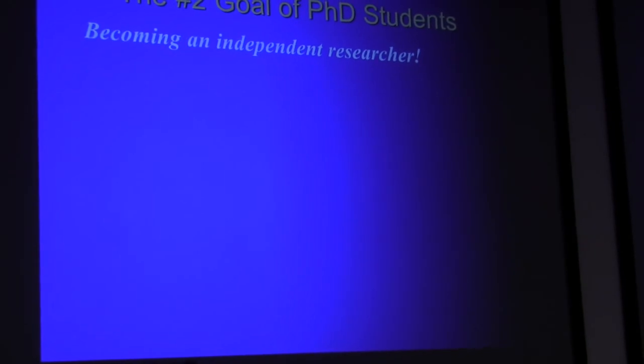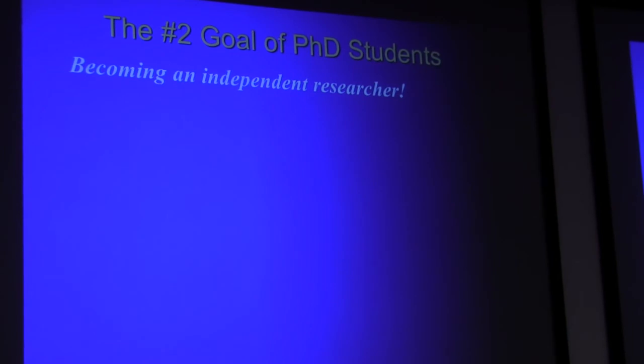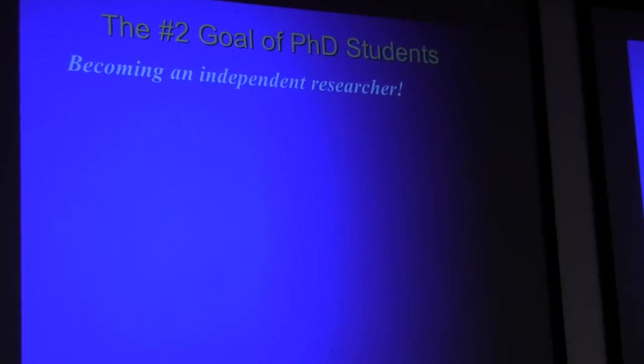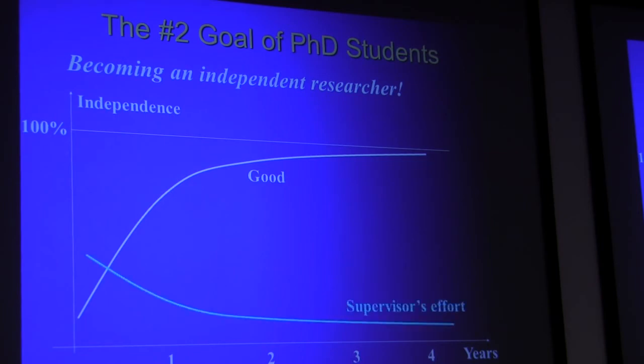The second goal is that you want to become an independent researcher. This has also been mentioned earlier. Take initiative, be independent. Well, I like to use this to illustrate. So here is again 4 years, and the other axis is the independence. Now in 4 years, you want to be something like this. That is, by the end of the 4 years, you know how to do research, you know how to carry out research, you know how to write papers all by yourself. And your supervisor's effort will be something like this. That would be ideal. That would be great.